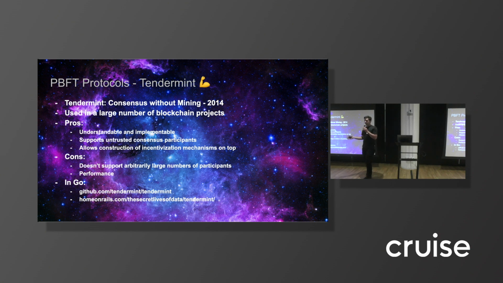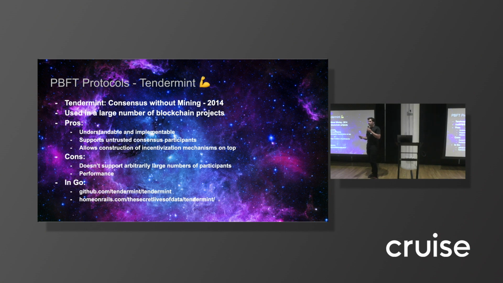This supports untrusted consensus participants, which is kind of what we want if we want to run databases with a bunch of our friends. And it allows construction of incentivization mechanisms on top of it. So if you want to gate access to your cluster, you might want to treat different traffic in different ways, and there's the ability to add sort of rate limiting and essentially through the use of cryptocurrencies on top of it. The bad part about this is it doesn't support an arbitrarily large number of participants. The current implementation goes up to around 300 participants. With a few different optimizations, we could get it up to the 3,000 range.